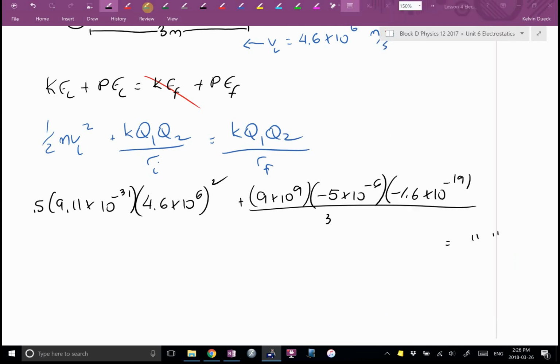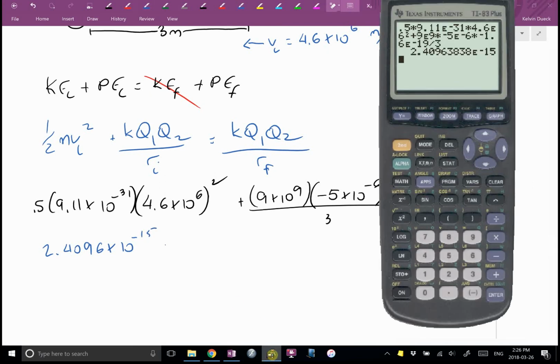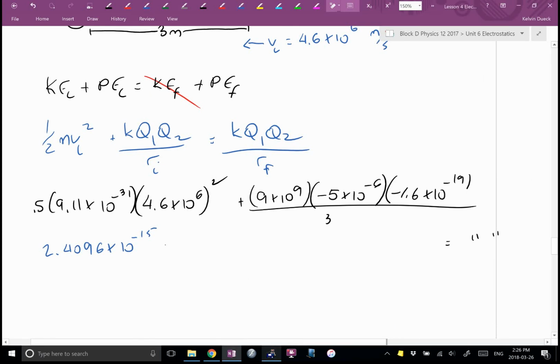2.4096 times 10 to the negative 15. That equals, did I write that down right? 2.409 and other stuff, but I'm just going to keep the answer button on my calculator. That equals K Q1 Q2 over R final.